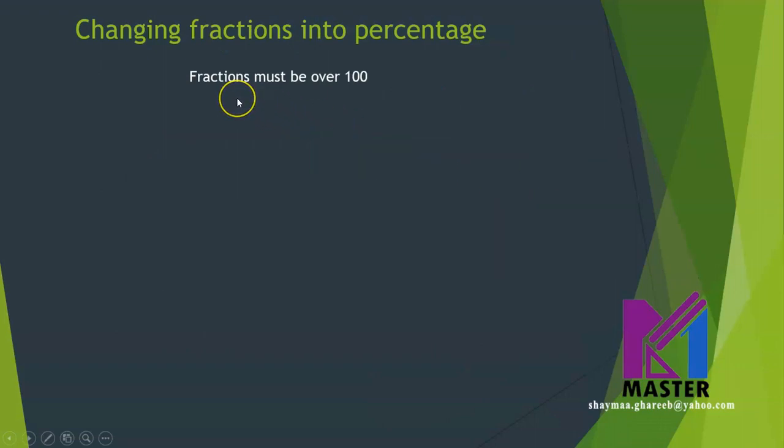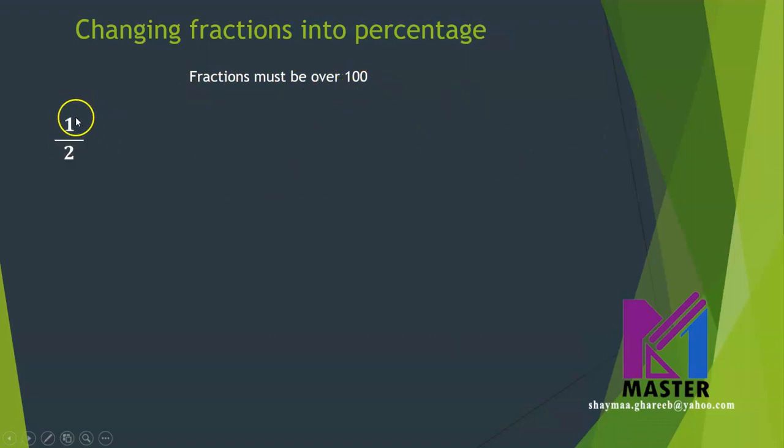In this video, we said we are going to know how to change fractions into percentage. So these fractions must be over 100. Why? Because we said before, if you remember, in understanding percentages, we said that we can write any percentage as a fraction over 100. So if I have a fraction over 100, I can easily write it as a percent. So my target is to change the fraction to be a fraction over 100. Okay, let's see an example.